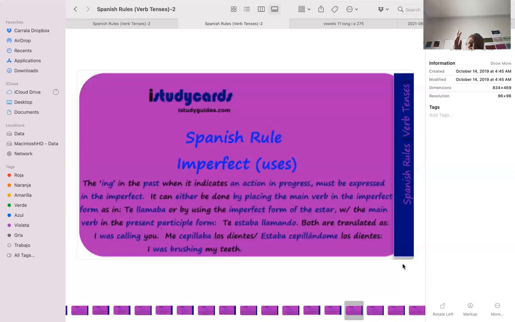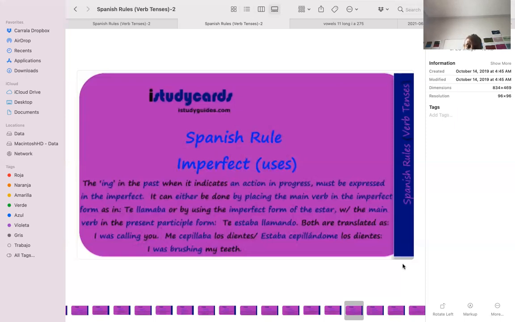And that's translated as I was brushing my teeth. In English, that would be called the past progressive form of tense of the verb. So once again, let's look at it. We're talking about the imperfect. We're talking about structure more than meaning. And we're talking about the use of the ing and how that's done in Spanish.